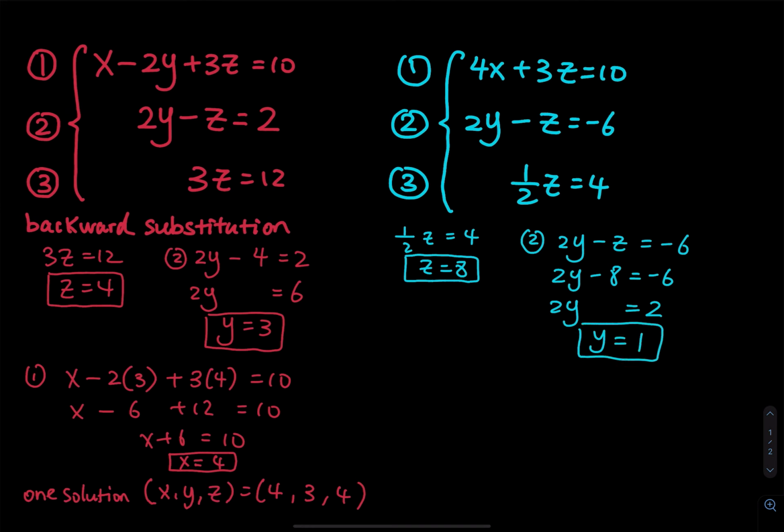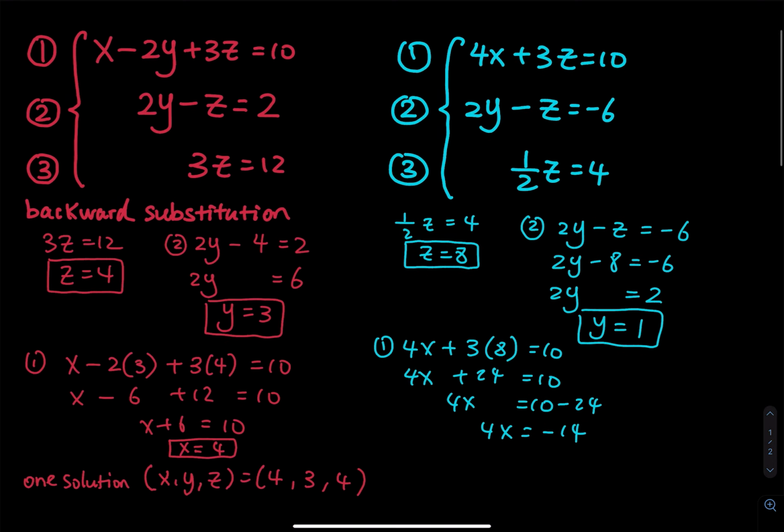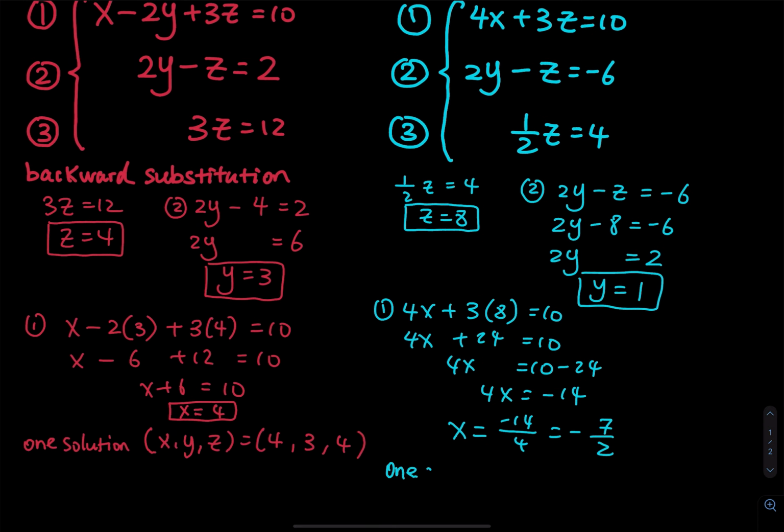Now you have z and y. Plug the z into the first equation. The first equation is 4x plus 3 times z, which is 8 now, equals 10. 4x plus 24 equals 10. 4x equals 10 minus 24, and then you have 4x equals negative 14. Divide both sides by 4, you have x equals negative 14 divided by 4, which is negative 7 over 2. So now there is one solution.